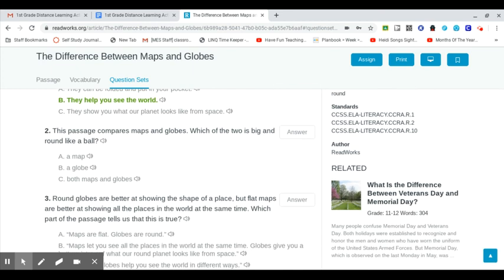Number 2, this passage compares maps and globes. Which of the two is big and round like a ball? Is a map big and round like a ball? Is a globe big and round like a ball? Or are they both, maps and globes, big and round like a ball? Which one do you remember did I say was a sphere? Good. The answer is a globe. Remember, a map is flat. You can fold it up and put it in your pocket.